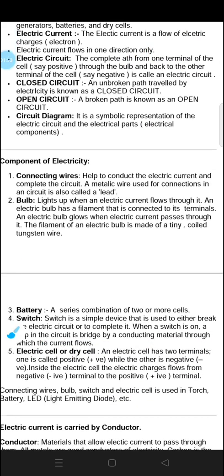Next is circuit diagram. What do you mean by circuit diagram? It is a symbolic representation of the electric circuit and electric parts. We symbolize the different electric circuits and electrical parts with the help of circuit diagrams.